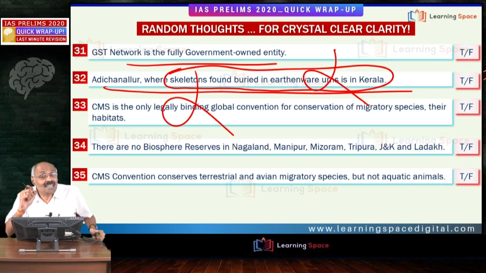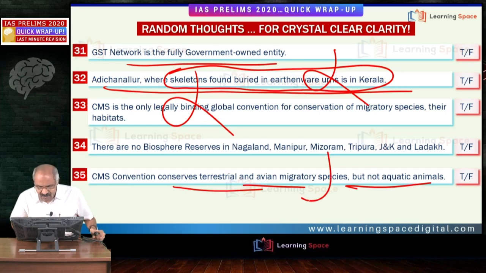Then please recollect GIBI at the same time. The conference was held in Gandhinagar, and this conserves not only terrestrial but also migratory as well as aquatic animals. So friends, avian, terrestrial, aquatic, all are in fact conserved. All 3 types are conserved. As far as the CMS convention is concerned, there are Appendix 1 and Appendix 2, and in Appendix 1, 7 types of animals are entered.